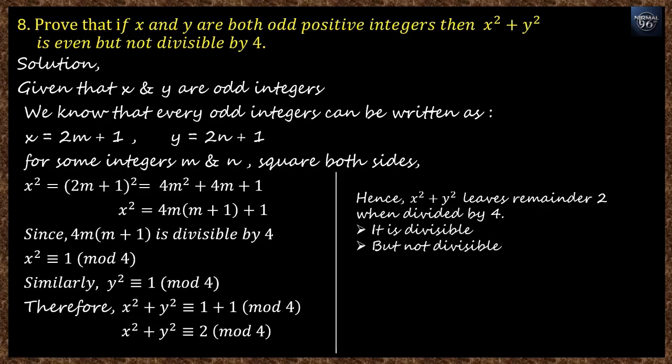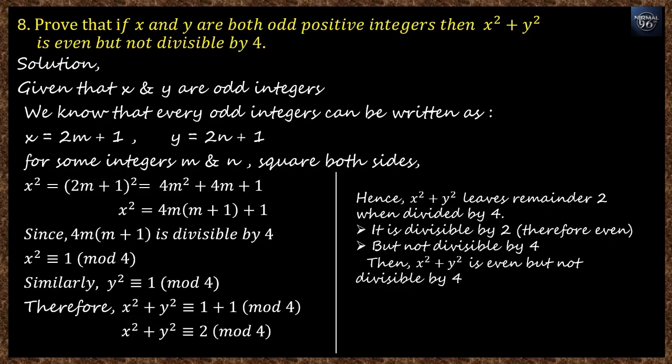So hence it is divisible by 2, that is it is even, but not divisible by 4. Then x square plus y square is even but not divisible by 4. This is the answer of question number 8.